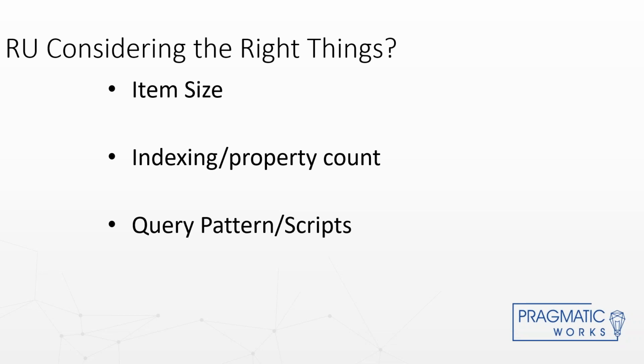Sorry, the JSON model of Cosmos isn't what you'd be looking at. So item size is very important because that's going to determine how much you're reading and writing. Indexing and property count is very important. The property count obviously plays into both of those, size and indexing by default.